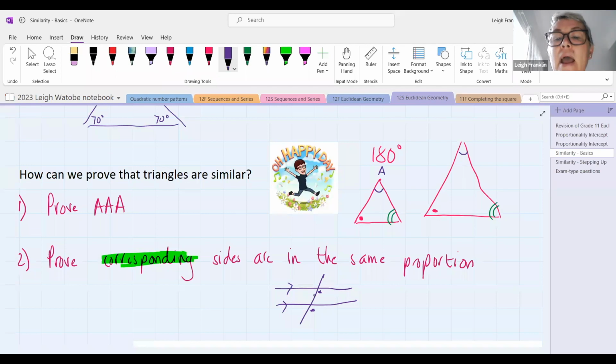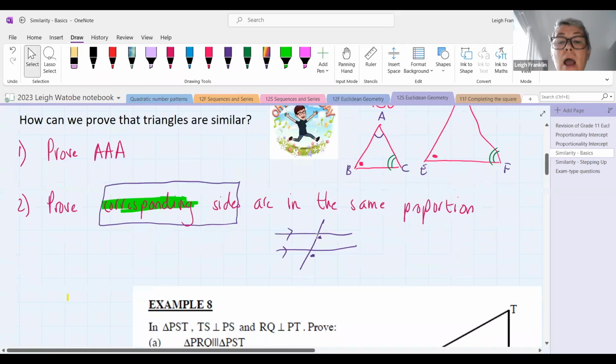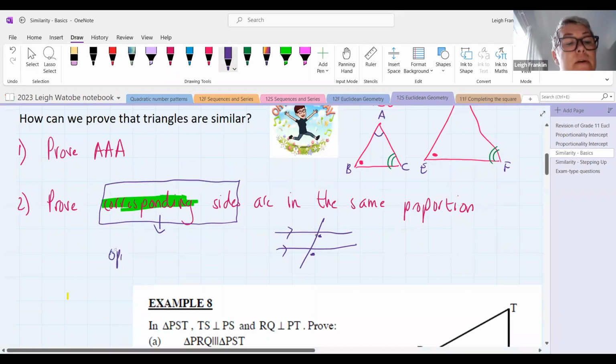But when I'm talking about corresponding angles and sides in triangles, this is what I mean. If I call that A and that B and that C, and this is D and this is E and this is F, I would say that the corresponding sides are BC and EF, for example. That is because they are both opposite angles of the same size. So sides are referred to as corresponding when they are opposite angles of the same size.